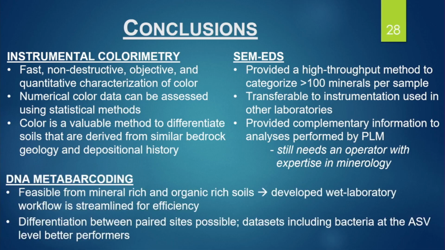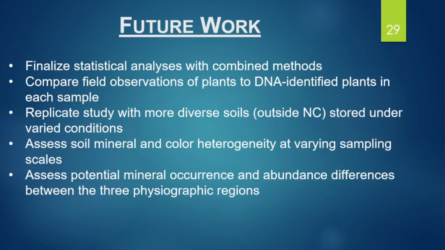The DNA is feasible from organic and inorganic material, and again can be transitioned to a lab that's got molecular equipment and can permit that paired site, that A and B separation. We would love to continue this work on additional soil samples from outside North Carolina and then assess the impact of storage conditions on these results. Also, we really want to look at that small spatial scale variability and also more broadly within the regions.